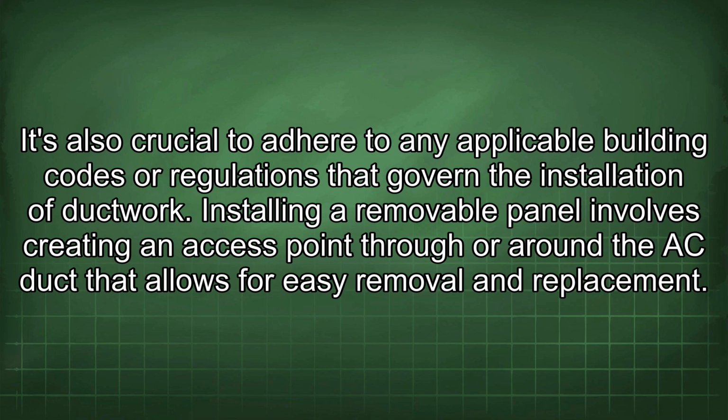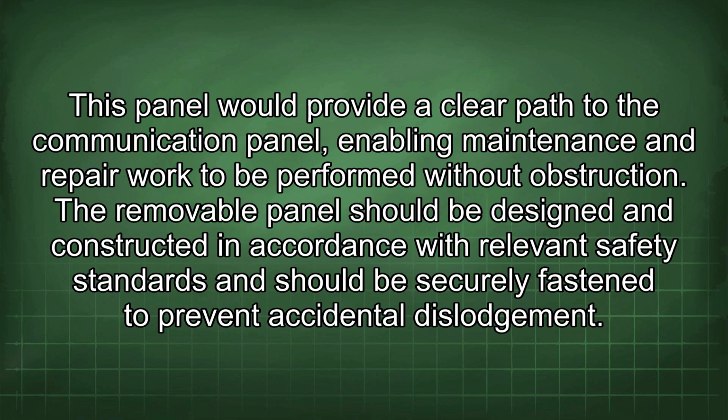Installing a removable panel involves creating an access point through or around the AC duct that allows for easy removal and replacement. This panel would provide a clear path to the communication panel, enabling maintenance and repair work to be performed without obstruction. The removable panel should be designed and constructed in accordance with relevant safety standards and should be securely fastened to prevent accidental dislodgement.